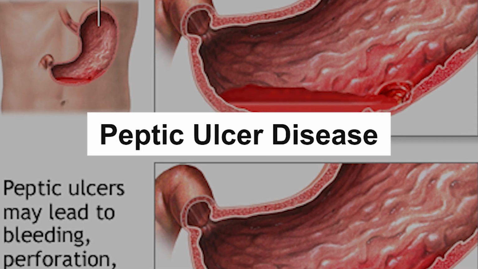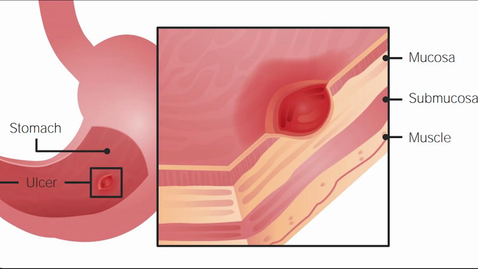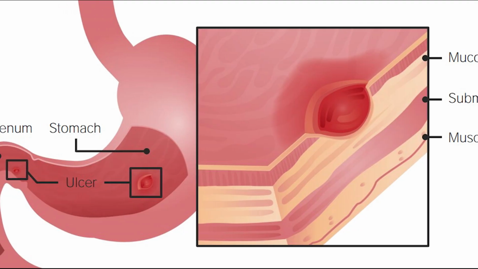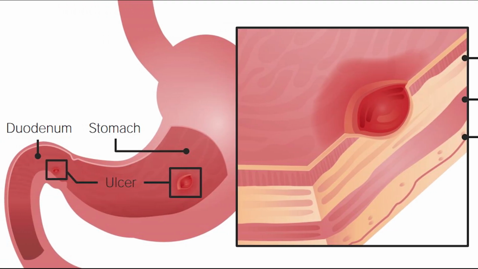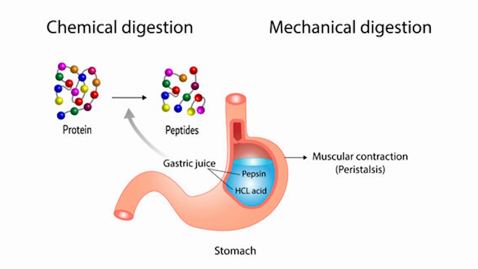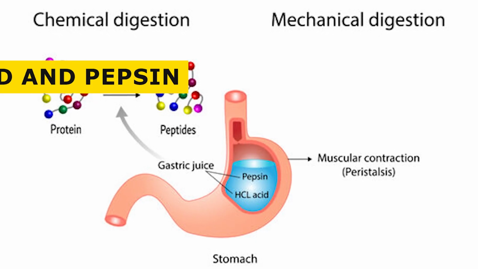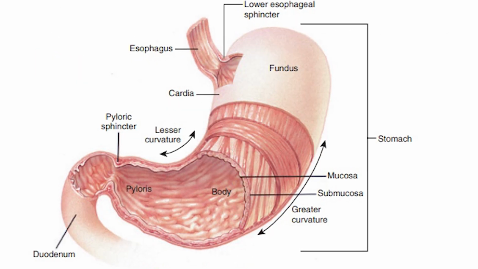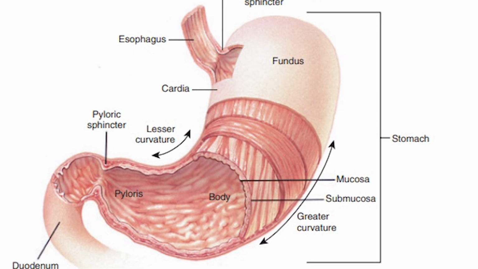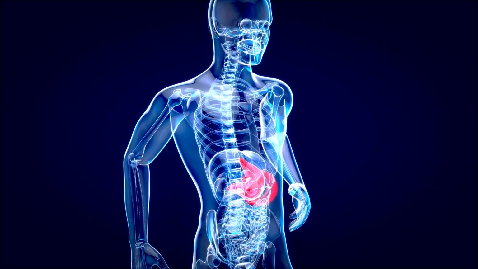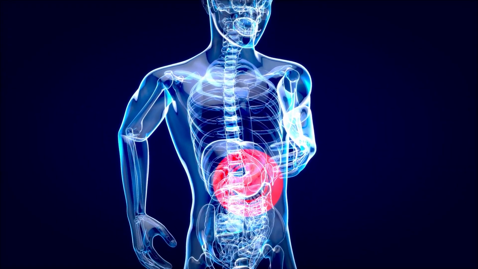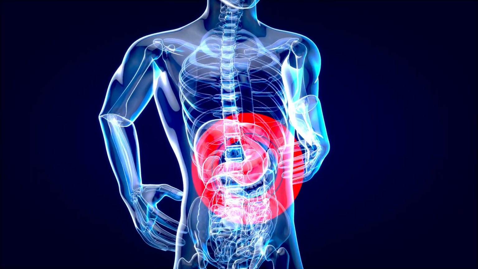Peptic ulcer disease. Peptic ulcers are erosions in the mucosal lining of the stomach or duodenum, resulting from an imbalance between aggressive factors like acid and pepsin and protective mechanisms like mucus and bicarbonate. They are frequently associated with H. pylori infection and NSAID usage.